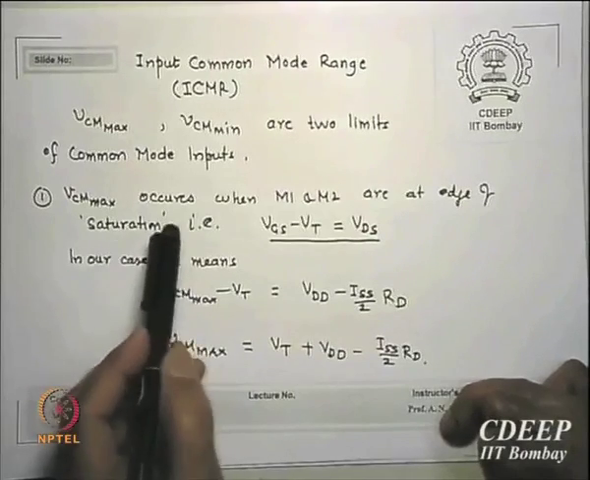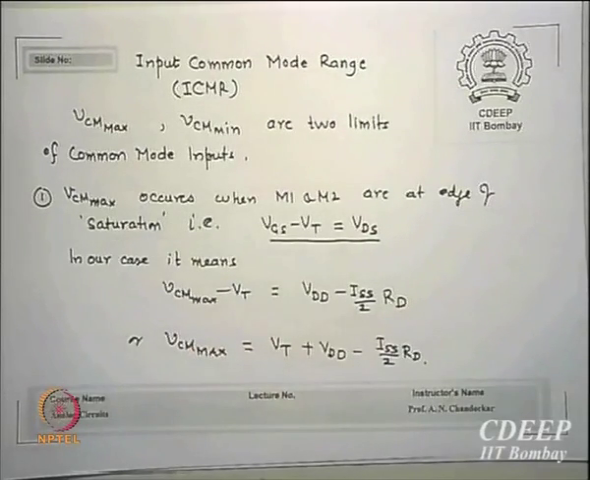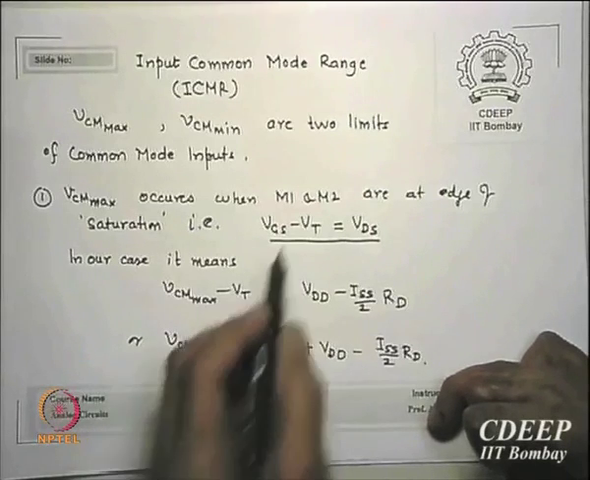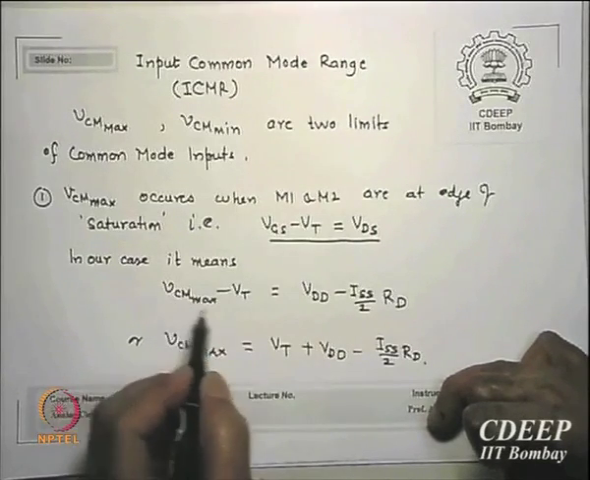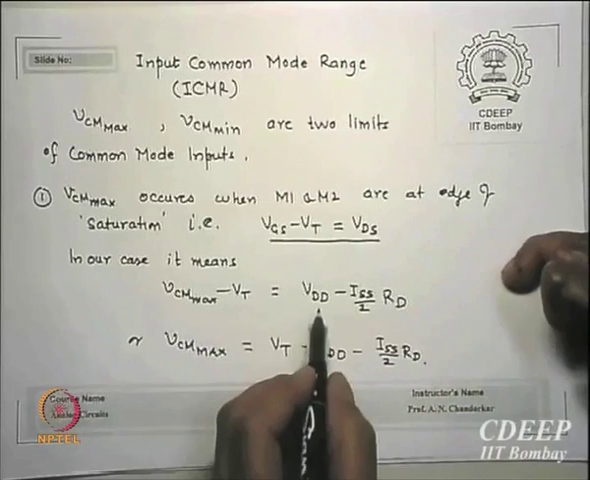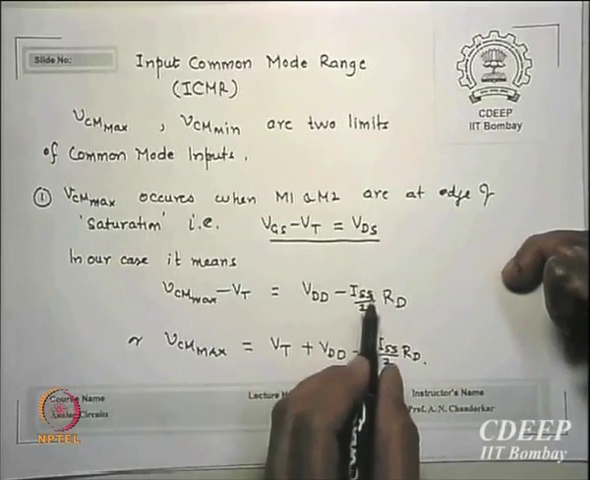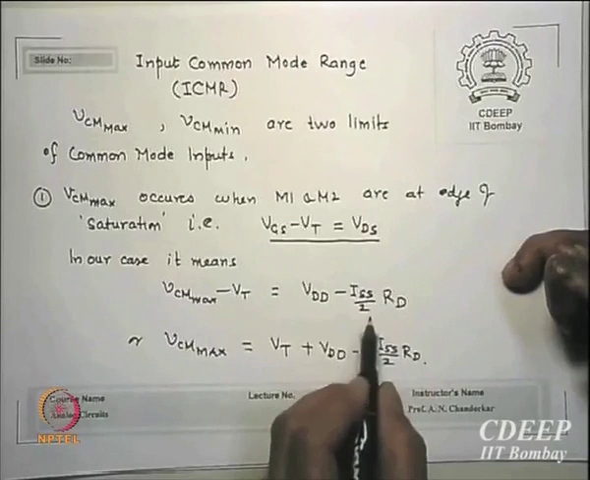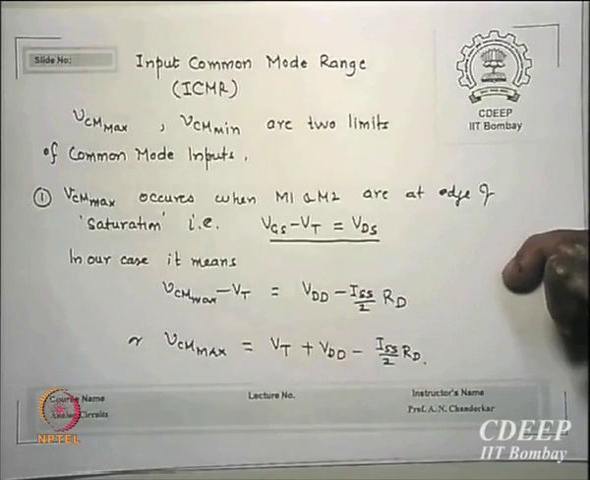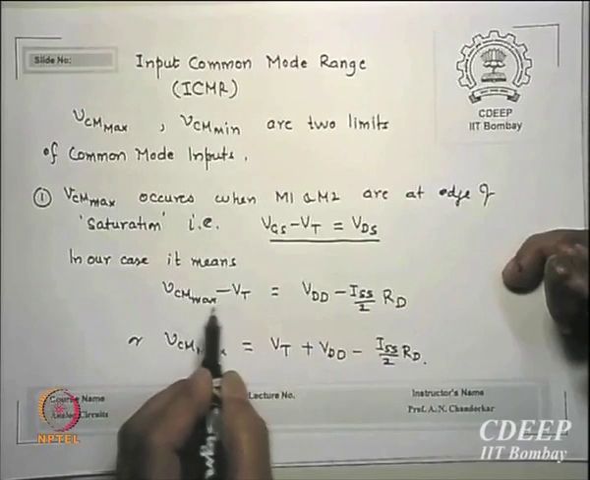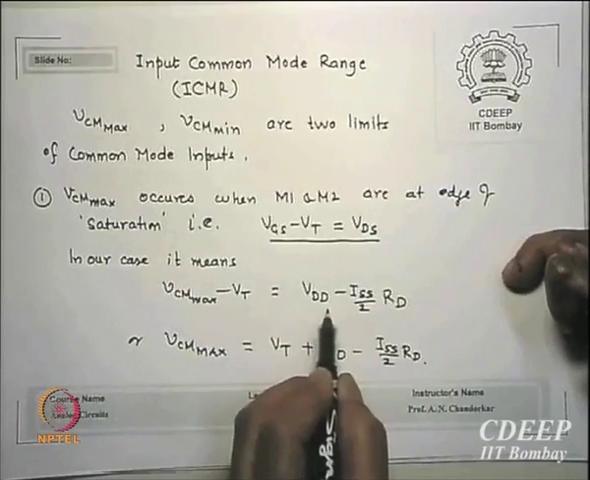So we say VCM max occurs when M1, M2 are at the edge of saturation. When both transistors are at the edge of saturation, VGS minus VT is equal to VDS. So the common mode at the gate-source voltage: VCM max minus VT is equal to VDD minus ISS RD, with half the current in each transistor.